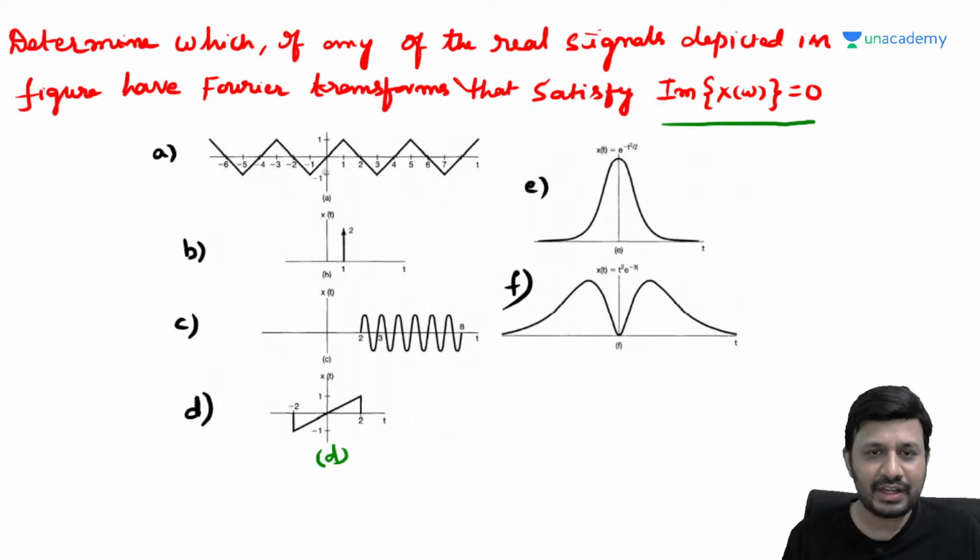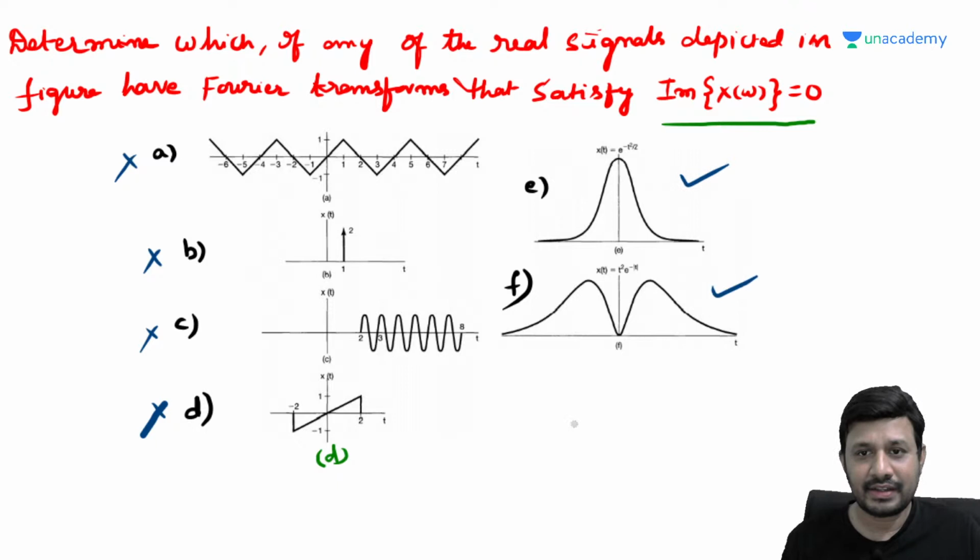Let's observe. First one is not even, second one is not even, third one is not even, fourth one is not even, fifth one is even and real. So this is the answer. EF.